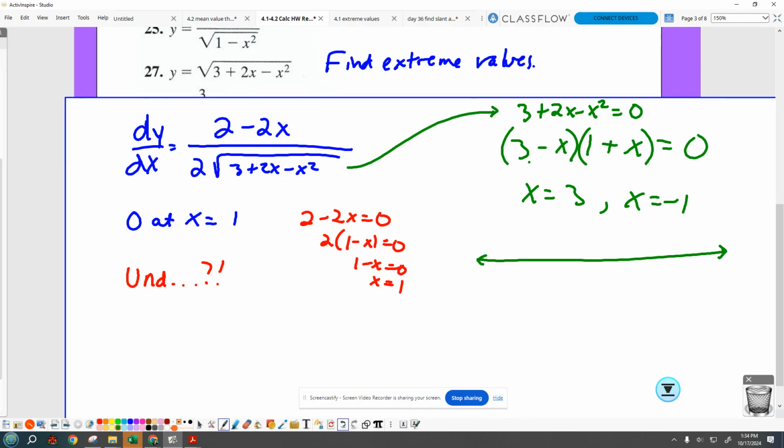How do I name the number line? F prime? What numbers do I put on the number line? Okay, putting in 0. When I put in 0, I get a 2 up top and some positive number on the bottom. Putting in 2, I get a negative up top, but what do I get in here? 3 plus 4 minus 4, so negative up top, positive on the bottom.